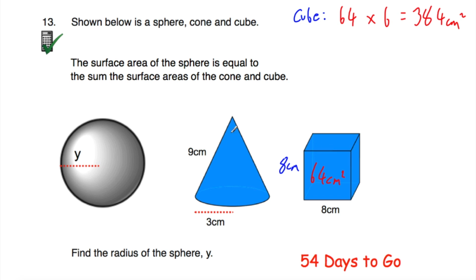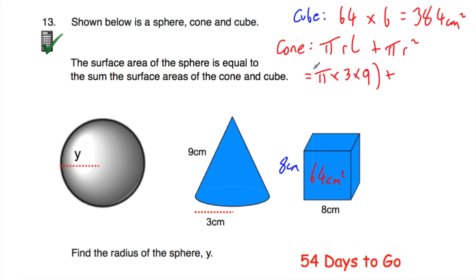So in terms of the cone, we've got the curved surface on the top and the circle on the bottom. The curved surface is given to you for the cone: it's pi r l, so pi times the radius times the slant height, which is 9 in this case, plus the area of the circle on the bottom, pi r squared. So we have pi multiplied by the radius of the base, which is 3, multiplied by the slant height, which is 9. That's the curved surface there.